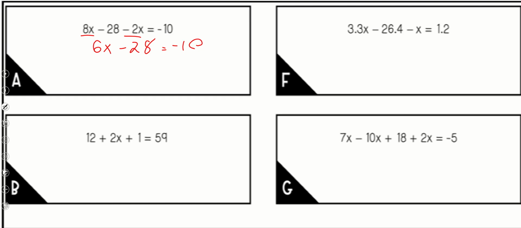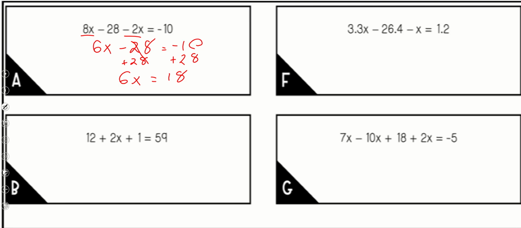All right, so then I solve. I get rid of the constant, the addition or subtraction, by doing opposite. So I add, in this case, 28 to each side. My 28s cancel out there. I got negative 10, positive 28. Signs are different, so I subtract, use the sign of the bigger number. So I got 6x equals 18.